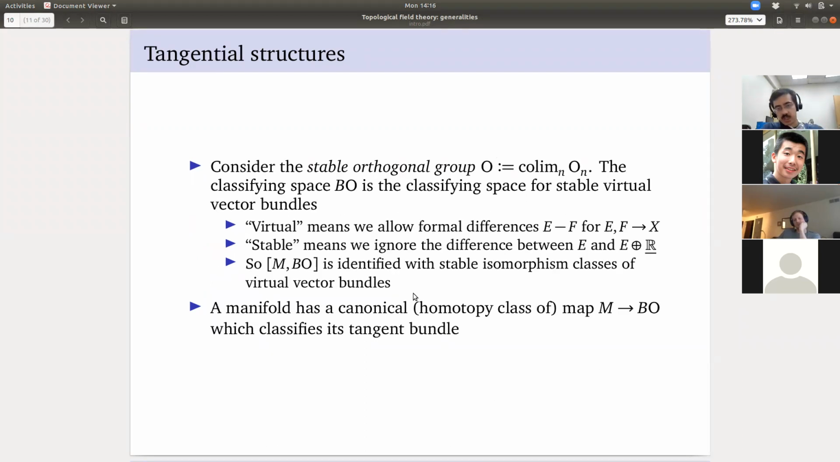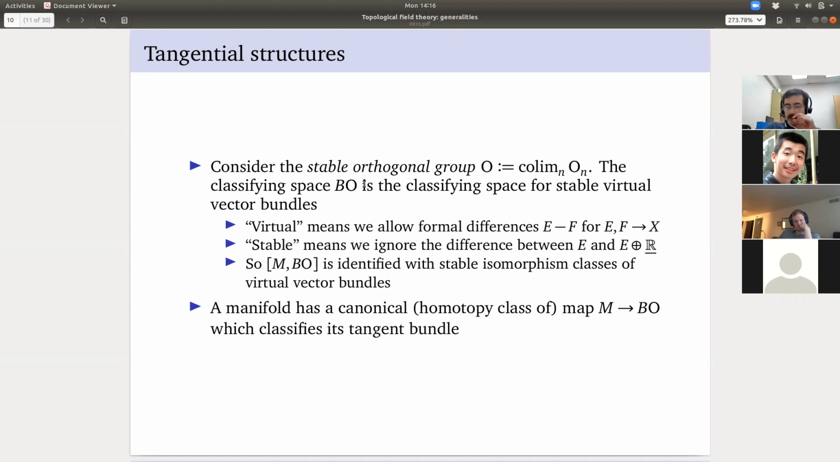Specifically, we're going to consider the stable orthogonal group. So this is the colimit of O(n) as n goes off to infinity. What that means is O(n) sits inside O(n+1) because R^n sits inside R^(n+1) in a standard way. And so we have this nice topological group. Therefore, it has a classifying space. So this classifying space is the classifying space for what are called stable virtual vector bundles.